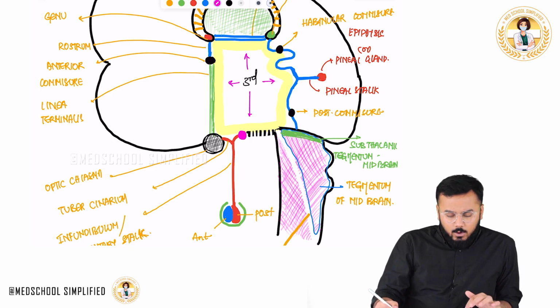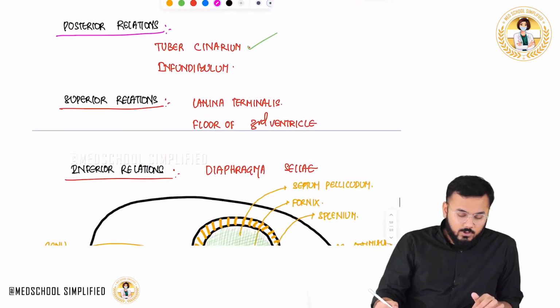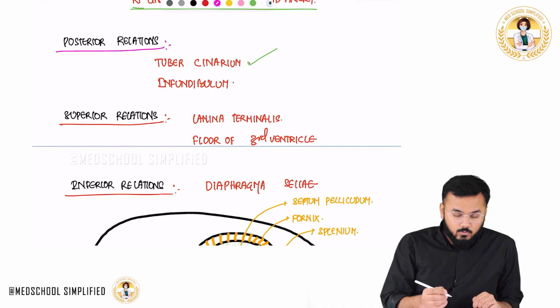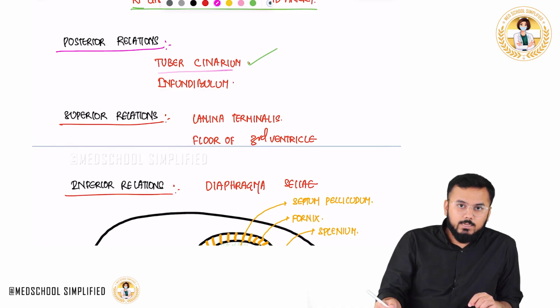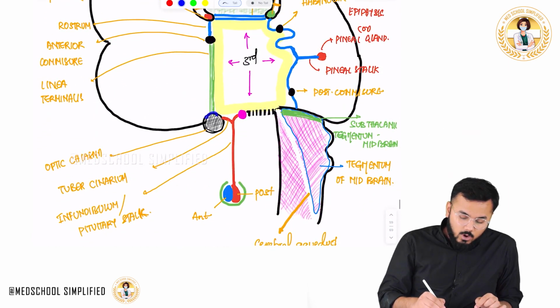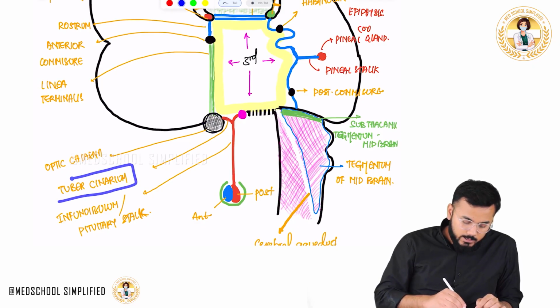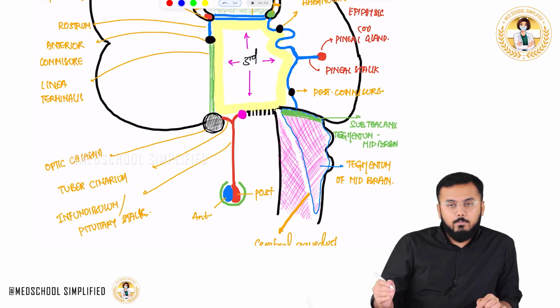Okay, now let us go back to the structures which we have already discussed. Let us see what the posterior relations are. One is the tuber cinereum. Let us see where the tuber cinereum is. See, this is the optic chiasm. Back of the optic chiasm, you see this red colored Y-shaped thing? This is the tuber cinereum. So it is located at the back.